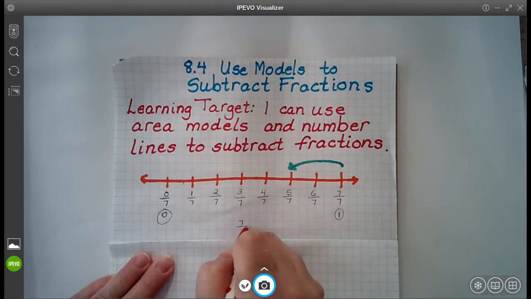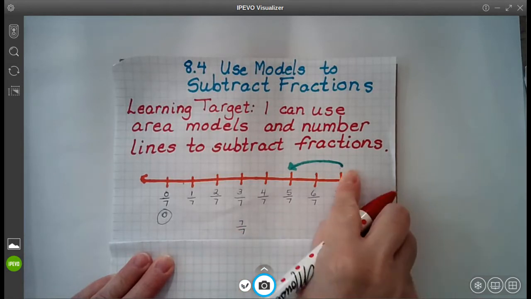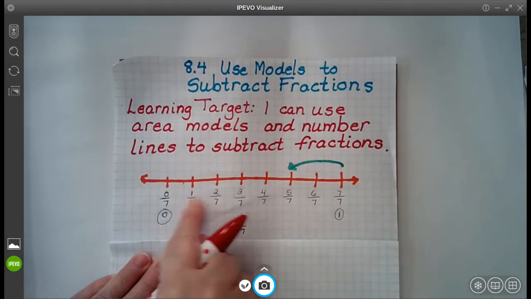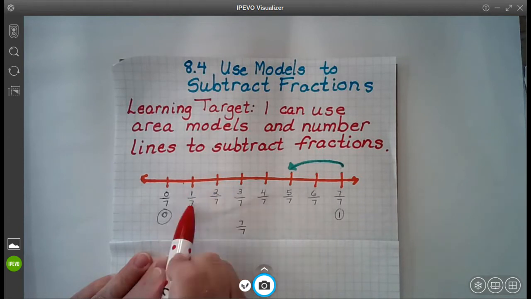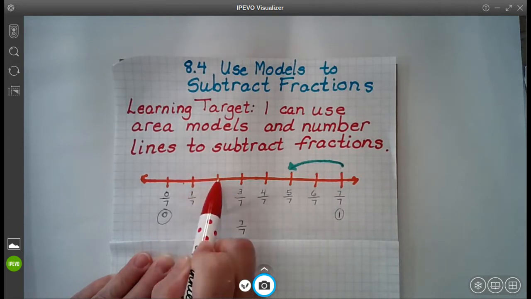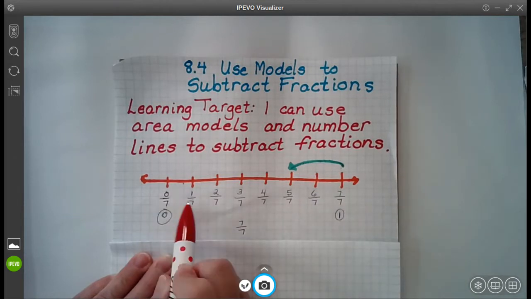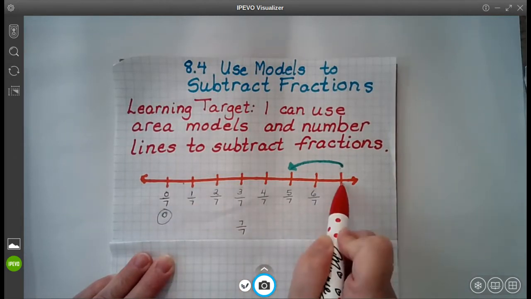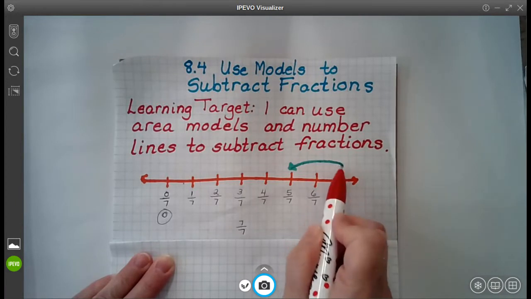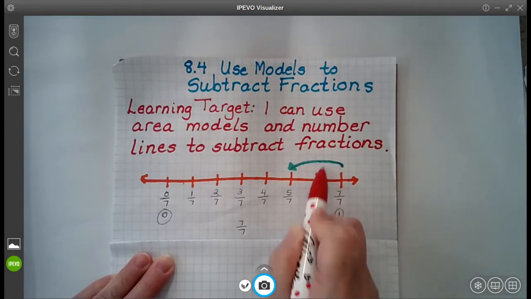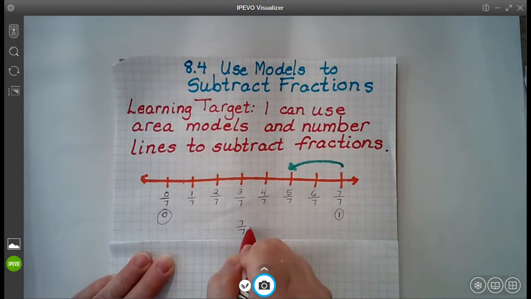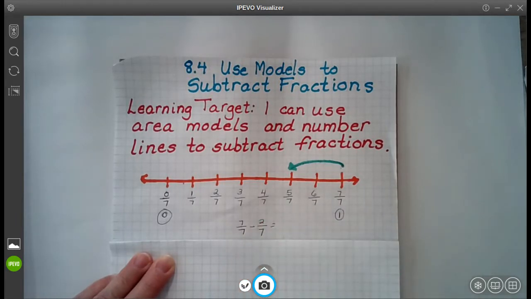So it's 7 sevenths, that's where we started. And every time you move from one fraction to the next in this number line, it is 1 seventh, because it's divided into 7 parts. So 7 sevenths, count with me, minus 1 seventh, minus 2 sevenths. So 7 sevenths minus 2 sevenths equals, who remembers, it's just like what you did with addition.